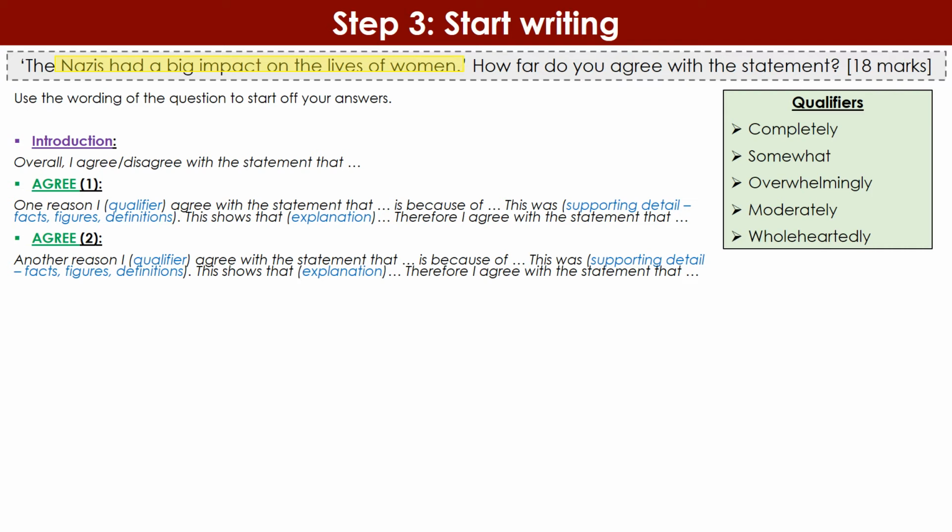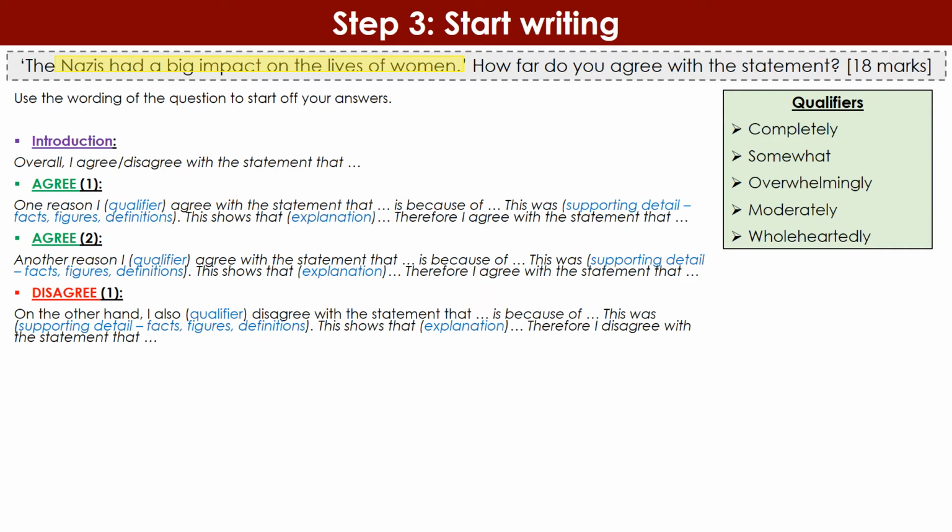Again, another reason I, and then a qualifier, so somewhat, overwhelmingly, moderately agree with the statement, and you repeat the cycle. You identify a relevant example, you offer some supporting detail, you then have to explain how that supporting detail proves the point that you are making, and link it back.